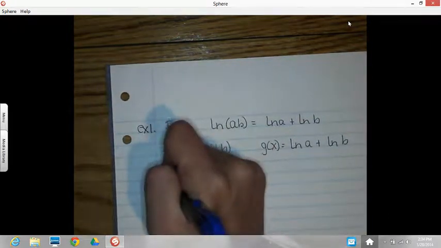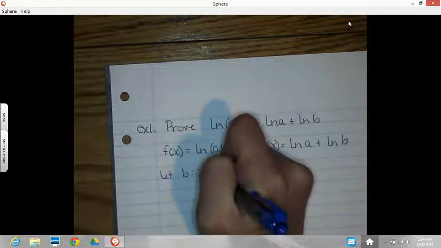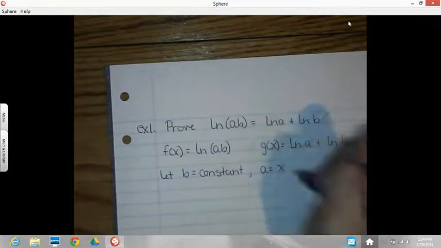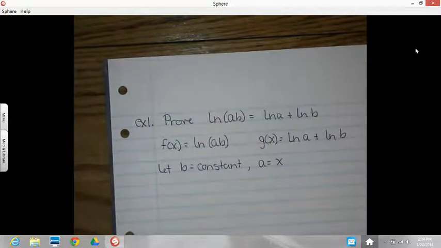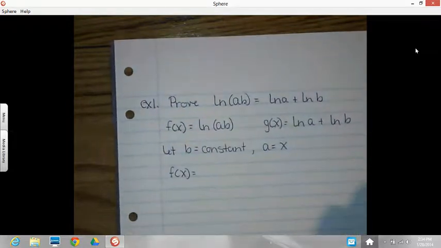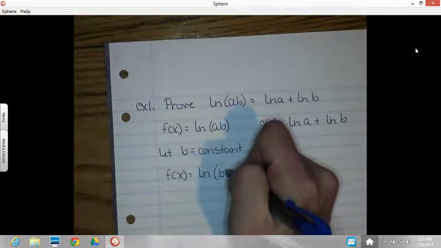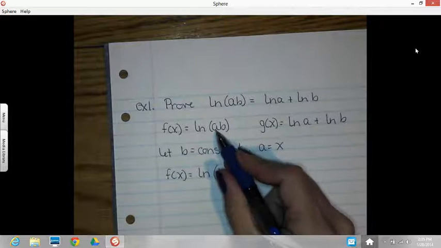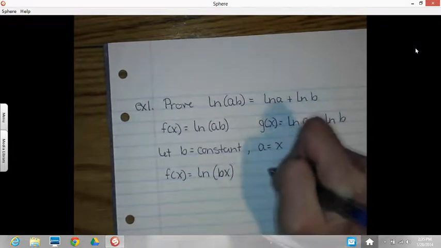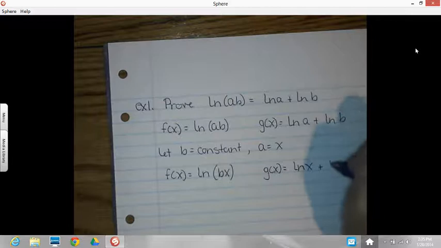Now what we're going to do is let b be a constant. It's a number. Treat b as a number. B is a constant, and we're going to let a equal a variable x. So now we're going to rewrite. Function f would be the natural log of b is the number, a is an x. We usually write the number first, so that gets rewritten bx. Because a got replaced with an x, b is a constant. We usually write like the 2x or the 3x or the 4x, the numbers in front. Over here, same thing. G of x would now equal a is the x, so natural log of x, and b is a constant, natural log of b.